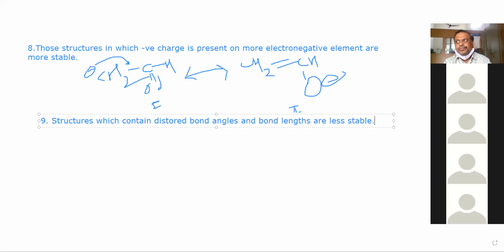Last condition का है? Structures which contain distorted bond angles and bond lengths are less stable. म्हणजे जिथं bond length आणि bond angle distort झालेला आहे, these structures are less stable. And for example, we draw benzene structures.